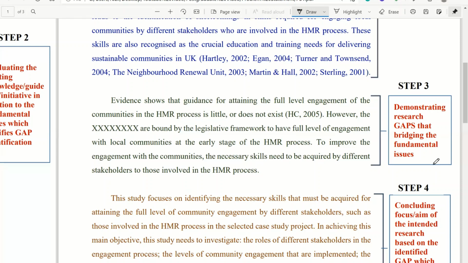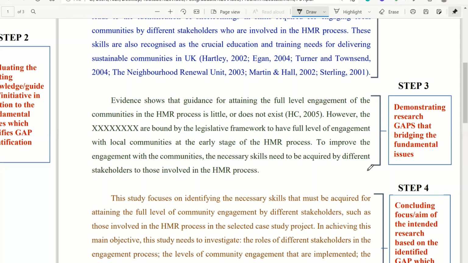Okay, so when you look at step 3, component 3, demonstrating research gap that bridges the fundamental issues, from this paragraph it is clearly shown how the writer precisely and clearly demonstrates that yes, there is a gap, and then this gap makes a bridge to the fundamental issues that occur on the ground, in the real life case in this community.